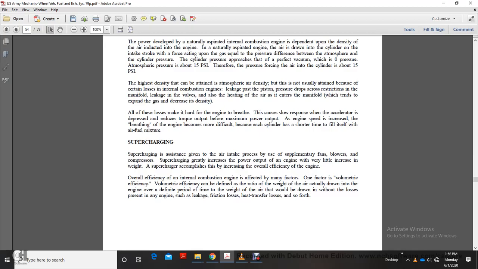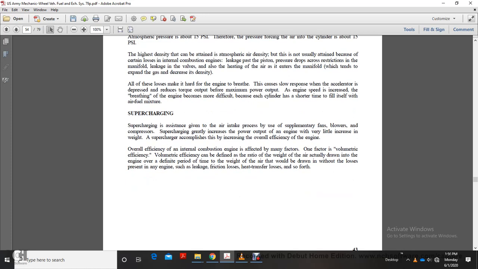This causes a slow response to acceleration, with reduced torque output before maximum power output. As engine speed is increased, breathing becomes more difficult because each cylinder has a shorter time to fill itself with the air-fuel mixture. Alright, supercharging is an assistance given to the air intake process with supplementary fans, blowers, or compressors. Supercharging greatly increases the power of the engine with very little increase in weight. The supercharger accomplishes this by increasing the overall efficiency of the engine.